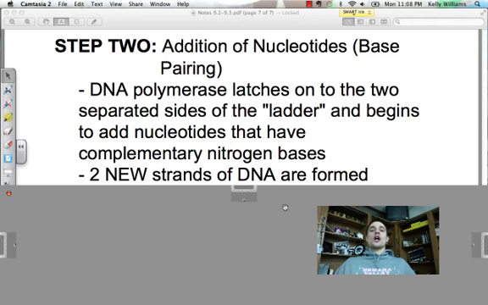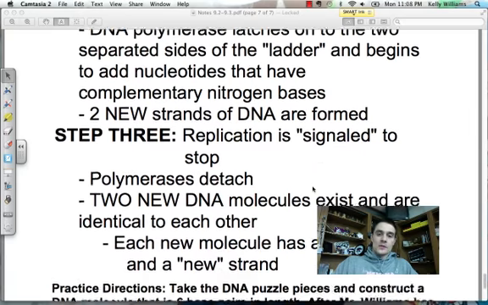It latches on to the two separated sides of the ladder, the two separated nucleotide strands, and begins to add complementary nucleotides. Okay? So the DNA polymerase is going to latch onto that strand, read the strand, and add new nucleotides at the same time. Two new strands of DNA are formed during step 2.